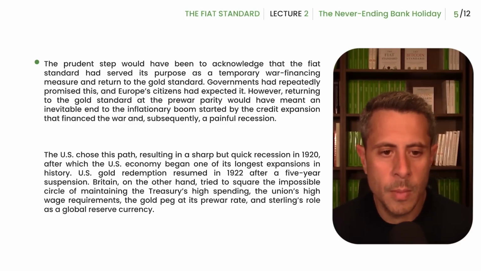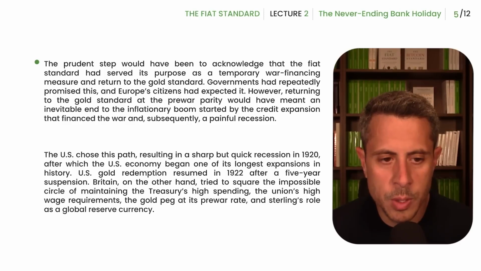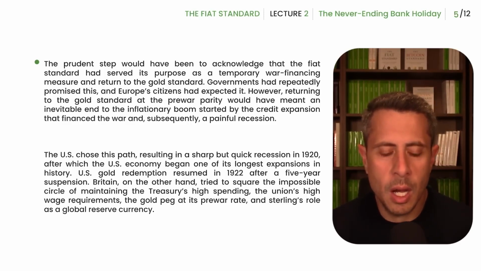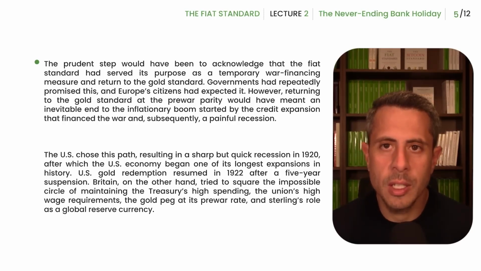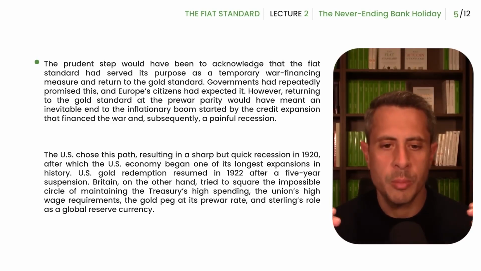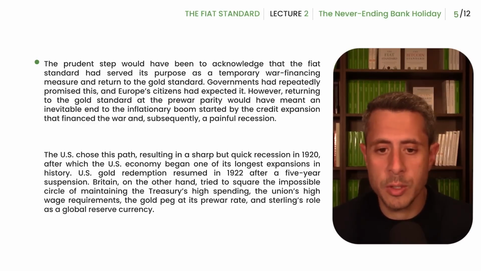But Britain, on the other hand, tried to square the impossible circle of maintaining the Treasury's high spending, the Union's high wage requirements, the gold peg at its pre-war rate, and sterling's role as a global reserve currency. So Britain faced the deeply politically unpopular problem of how do we get back on a gold standard with all of this extra money out there.